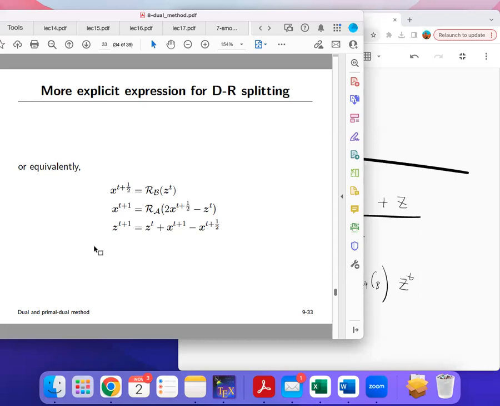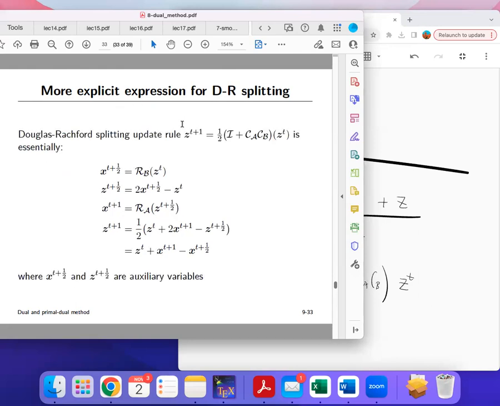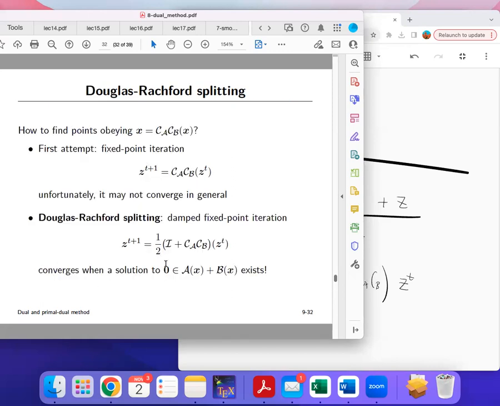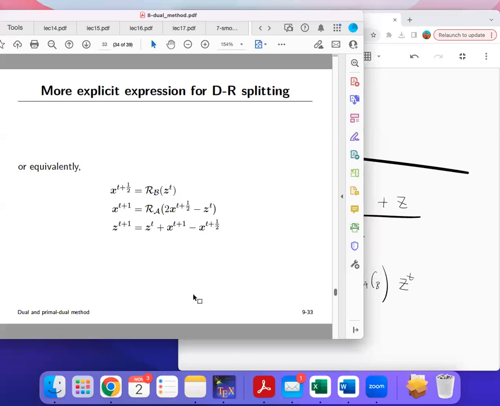So you run these 3 steps iteratively. Eventually, this Z will converge to the fixed point of this equation. Right? Z will converge to the fixed point, and X will converge to such a solution. Okay, so this is the final algorithm. And you can see in this algorithm, we only need to compute these 2 operators. They are proximal operators associated with A and B. So in many cases, they are very simple and easy to compute.